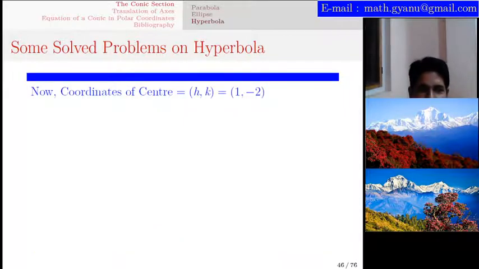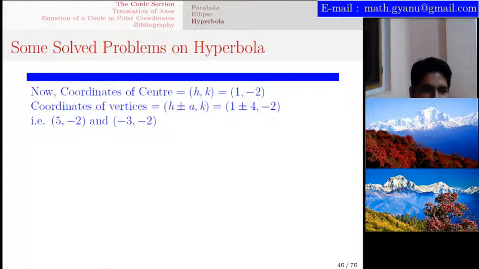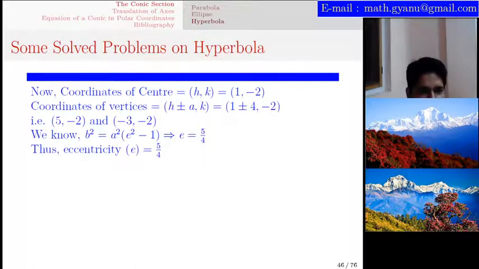Okay, now the coordinate of the center will be (h, k), so simply substitute the values of h and k. The coordinates of the vertices (h ± a, k) will be this, that is (1, -2) and (-7, -2). And we know, to compute it simply, b square equals a square times e square minus 1. Substitute the values of b square and a square, and evaluating, you will find the value of e is 5 by 4. And thus the eccentricity is e equal to 5 by 4.